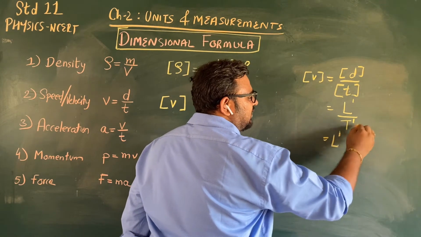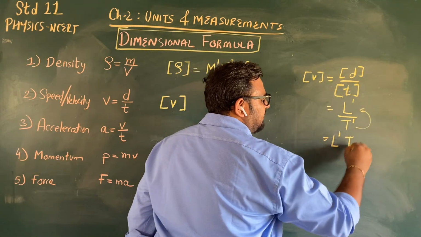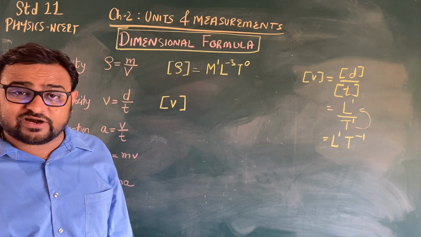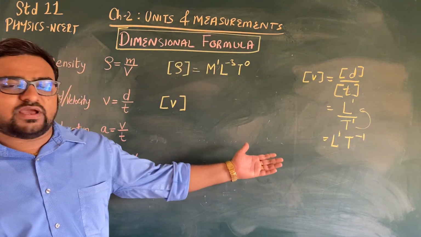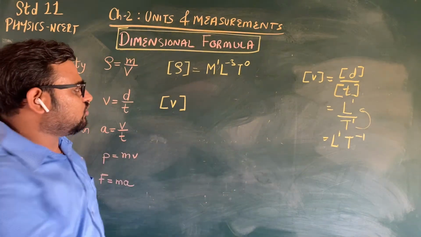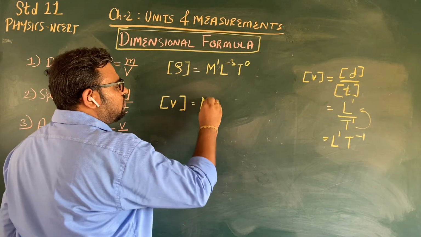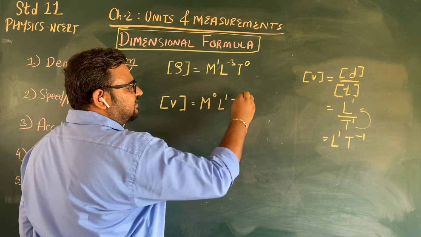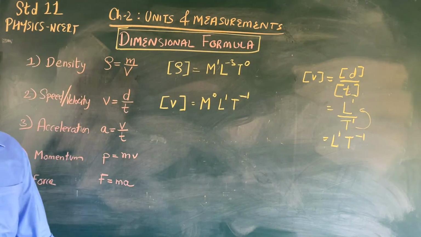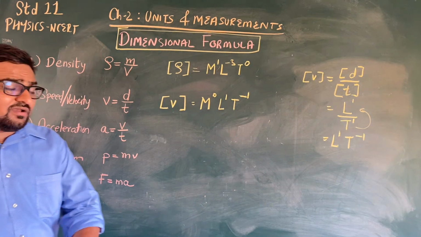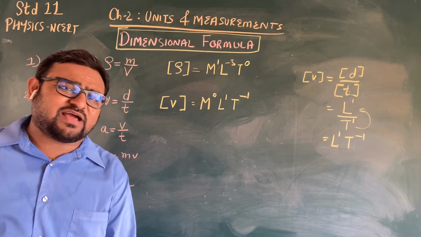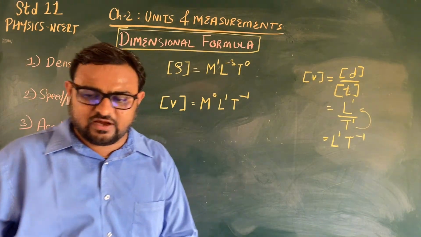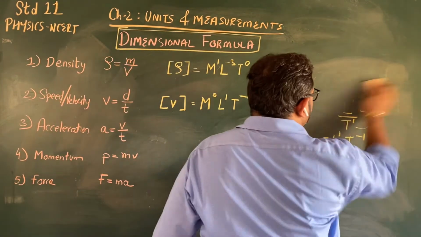So L1, when this goes in the numerator, T minus 1. As there is no quantity such as mass, we are not writing about the mass. So M0. So this will be equal to M0 L1 T minus 1. Okay. So remember velocity, when you require the dimensional formula for velocity, L1 T minus 1. Clear? Let's move to the next one.